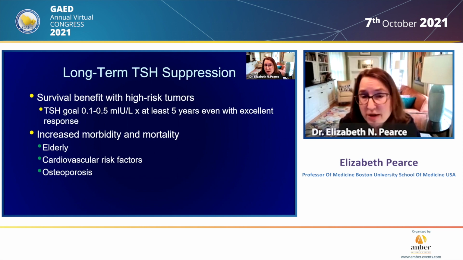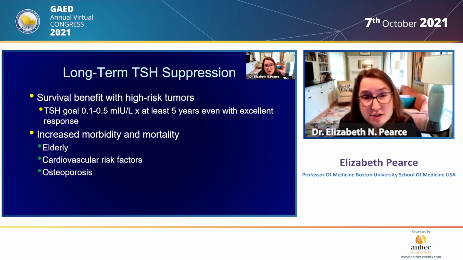We know that patients with high-risk tumors do have a survival benefit. So they have less risk of tumor-specific mortality if they have TSH suppression. And so that remains a very important part of their care. And even if they have an excellent response to therapy, those lucky patients who really seem to be cured, in the high-risk patients, we would not completely relax that TSH goal. It's suggested to maintain some degree of suppression for at least 5 years, even with that excellent response.